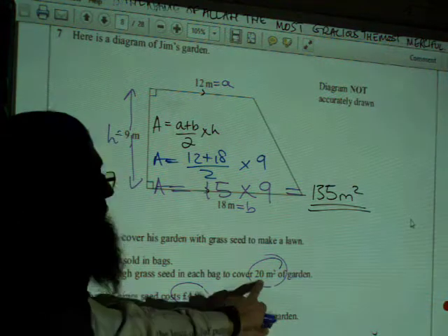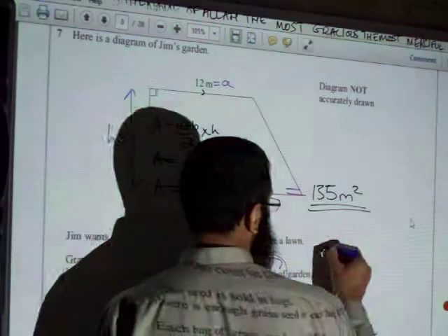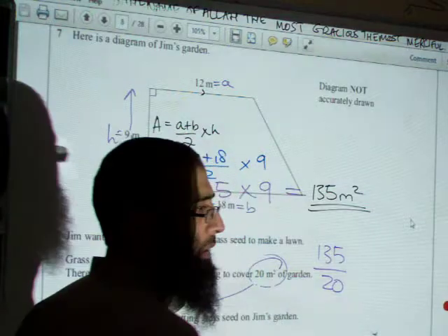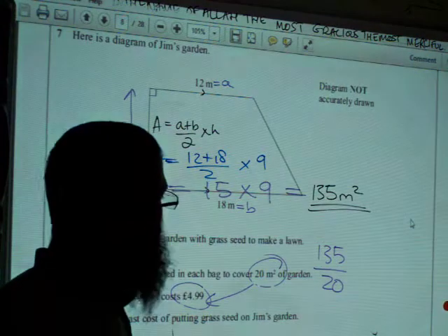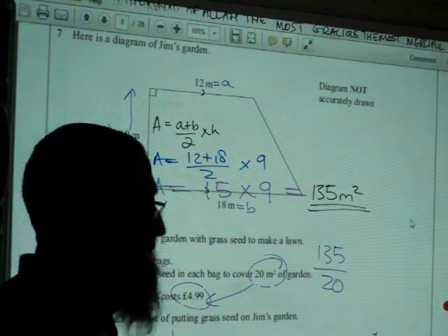Now the bags are done in 20 meter squared bags. So what do we do now? We get the 135 and divide that by 20. That will give you 6 point something bags, but we need 7 bags.